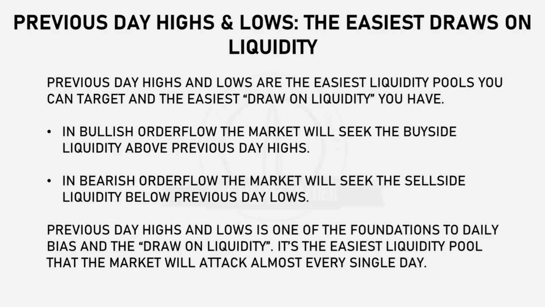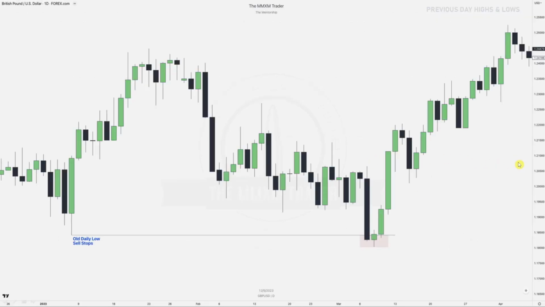So now let's look at this next chart. We've got a daily chart for GBP USD. Now we can see an old daily low over here, where sell stops have been liquidated. So our higher time frame target has been hit over here. Now expanding higher and higher and higher. Let's look at all the candles in this chart.